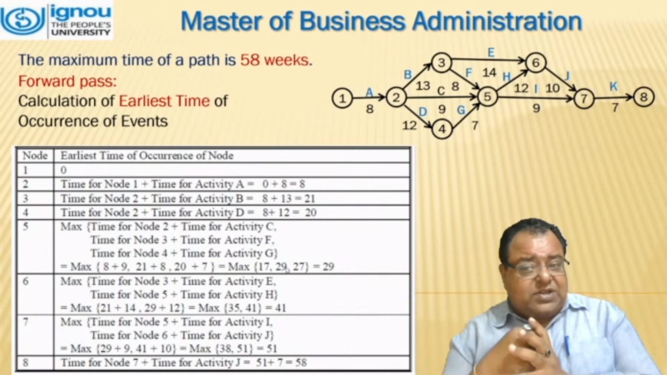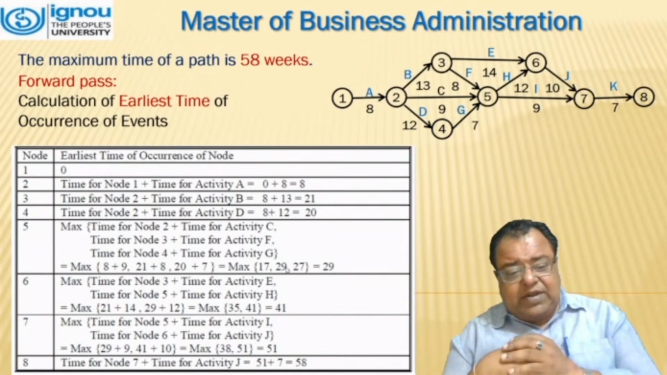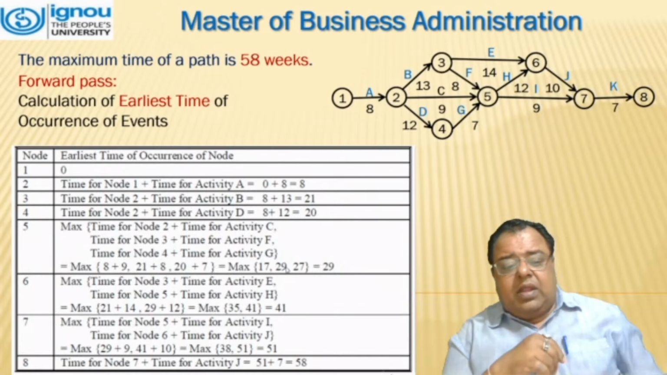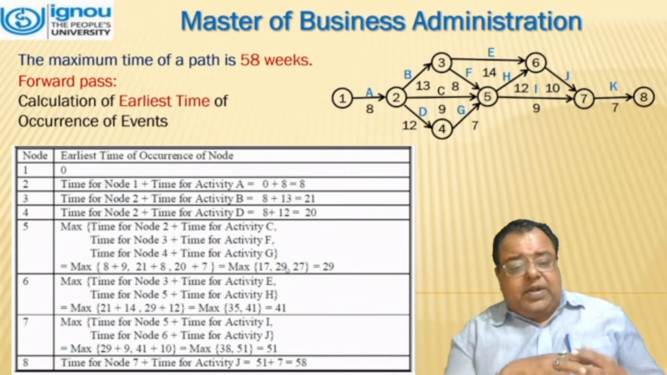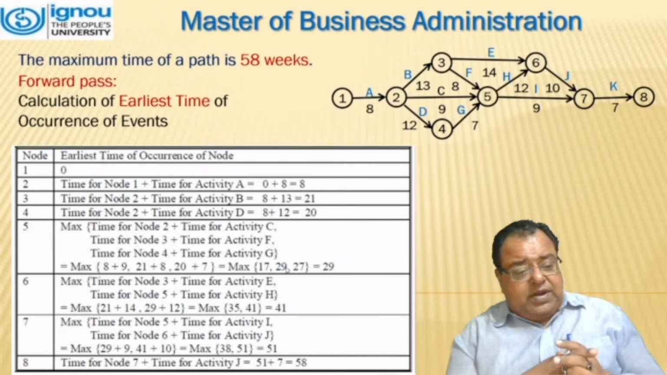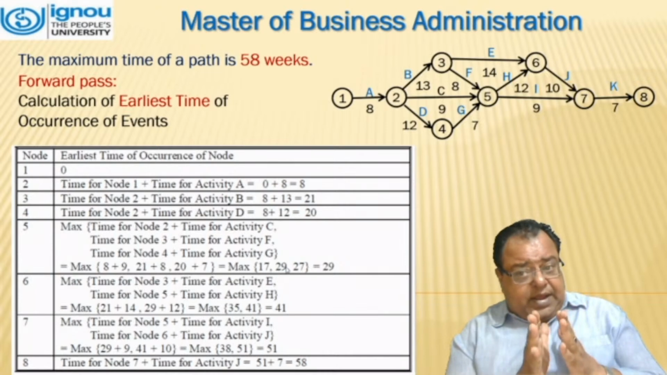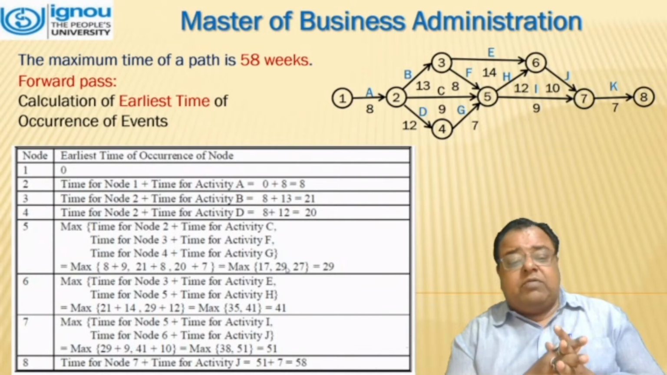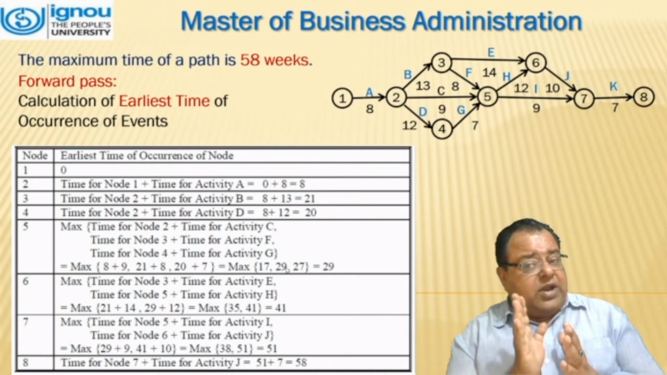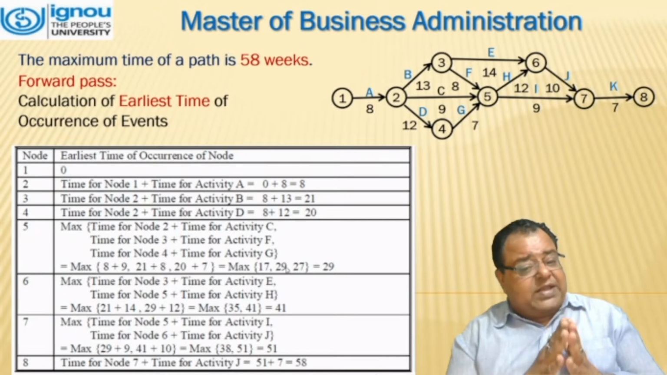Moving further to node 6, we have two activities over there. That is E and H. For E it is 21 plus 14, which comes out to 35. And considering H there, that is 29 plus 12, which comes out to be 41. So we have to take the maximum. That means on event 6, 41 weeks have completed.